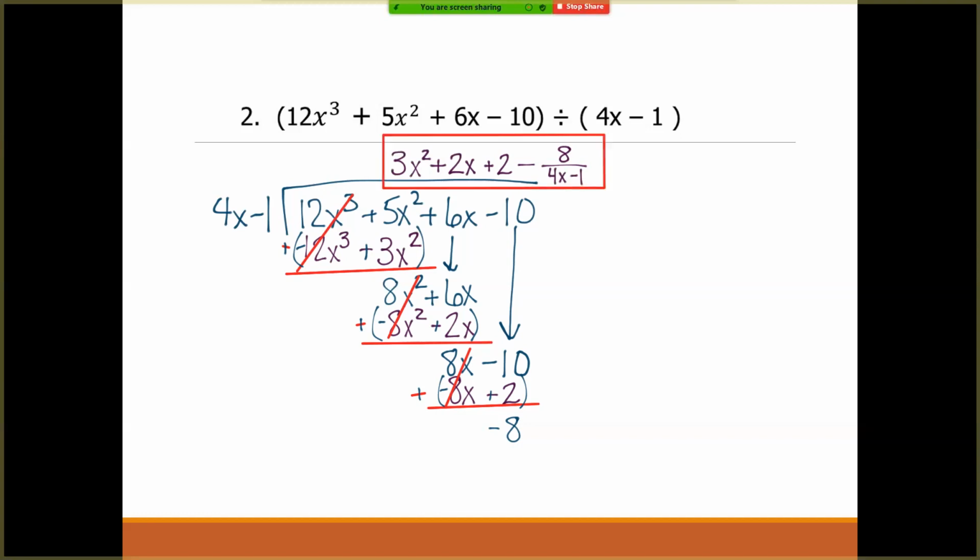That right there is my final answer. So 3x squared plus 2x plus 2 minus 8 divided by 4x minus 1. Questions on this one? So it's the same cycle as you normally would long division.